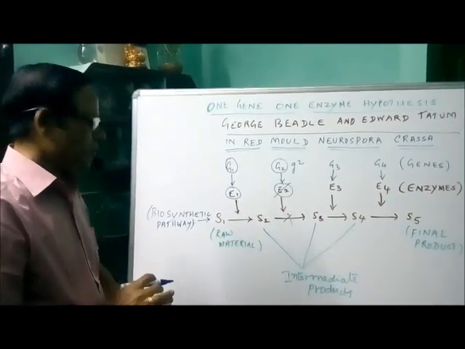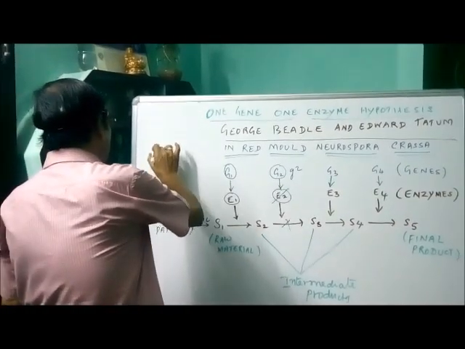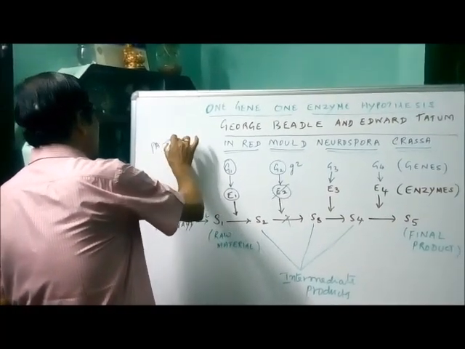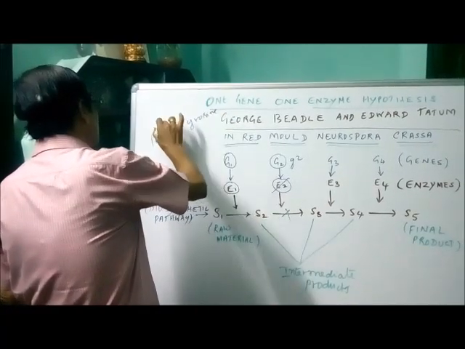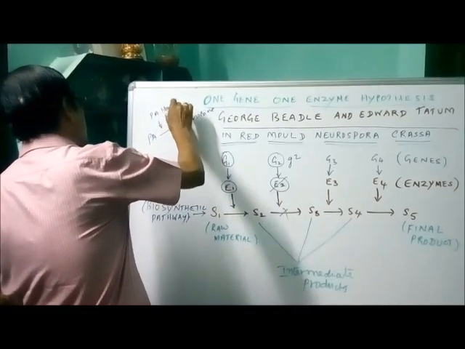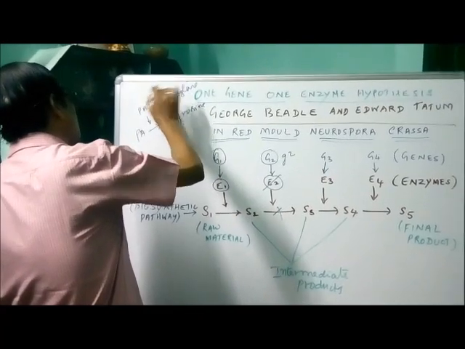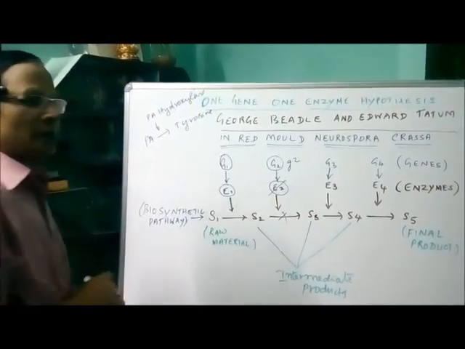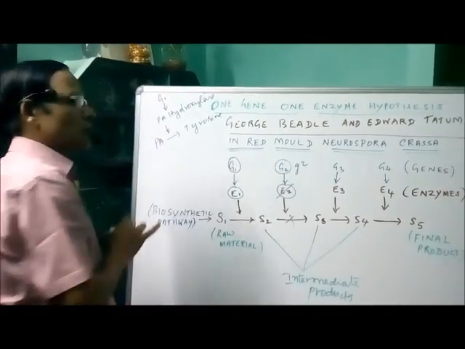So for example, phenylketonuria. Now we have phenylalanine, one amino acid, which gets converted to tyrosine by the enzyme phenylalanine hydroxylase. Phenylalanine hydroxylase is in the liver. It is under the control of one gene, G1.